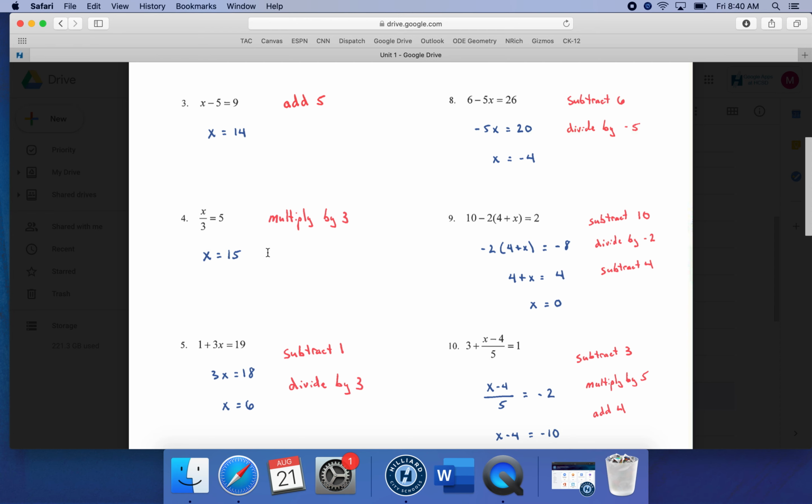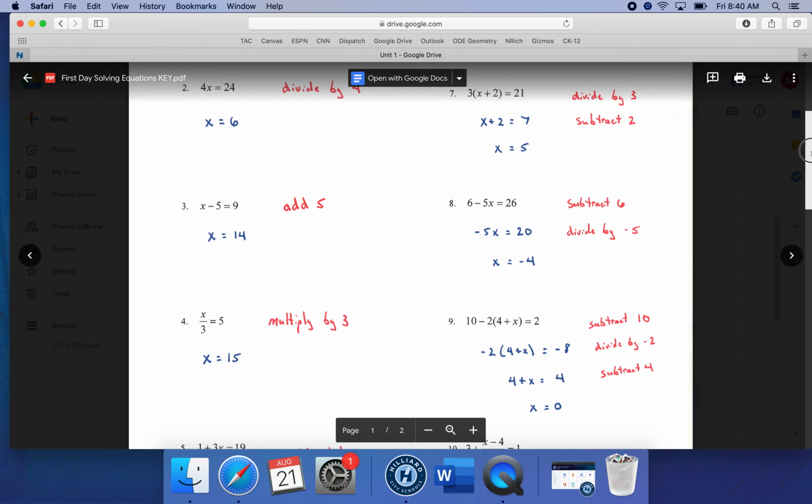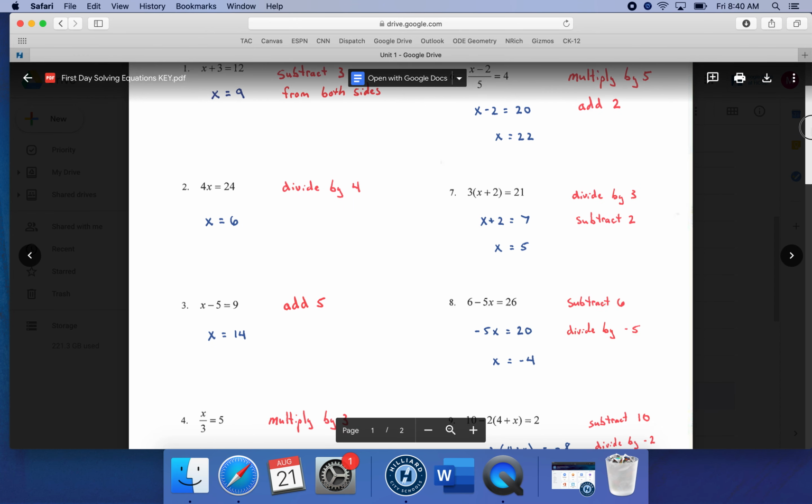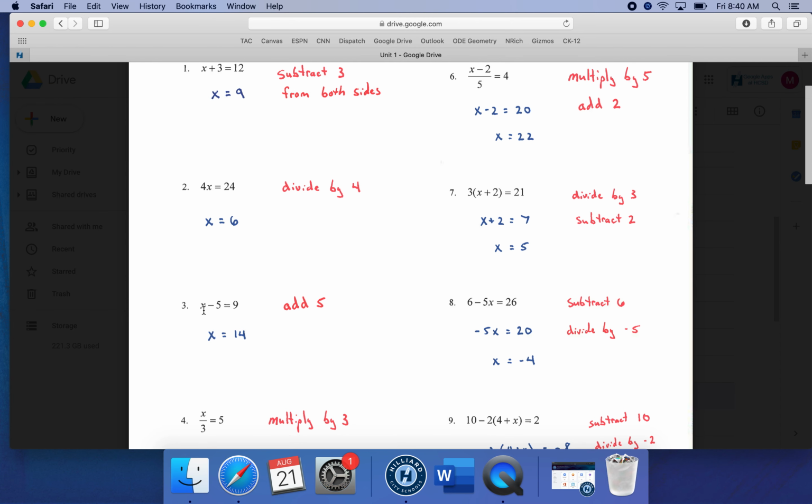Again, you can check your answer. I would say you could probably just do the first one mentally, right? You're asking what times 4 equals 24? 6. What minus 5 equals 9? I need to be 5 bigger than 9, so it's 14.